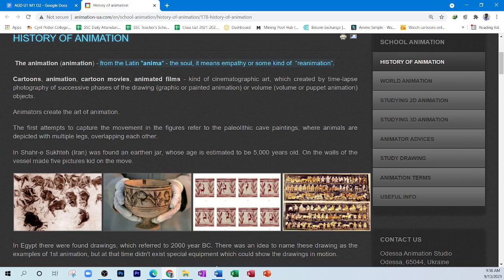In Shahr-e Sukhteh, Iran, an earthen jar was found whose age is estimated to be 5,000 years old. On the walls of the vessel are five pictures, kids on the move. Where is that?